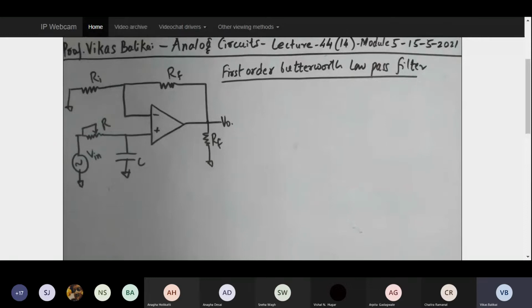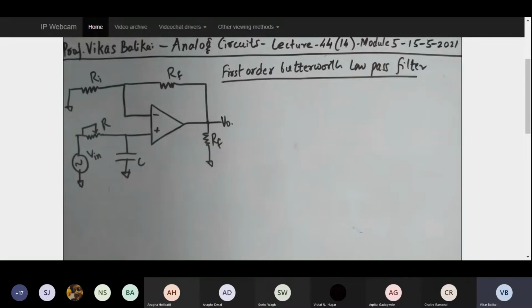Okay, so we'll begin with today's class. I welcome you all to this lecture on analog circuits. This is lecture number 14 of this entire module, or lecture number 44 from your syllabus point of view. And today we're going to discuss filters.